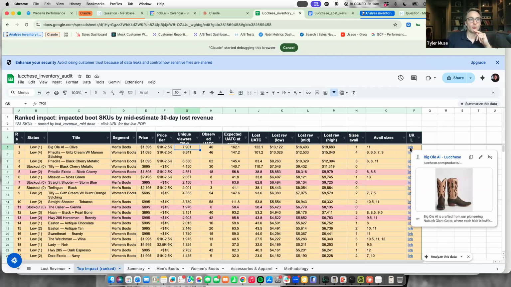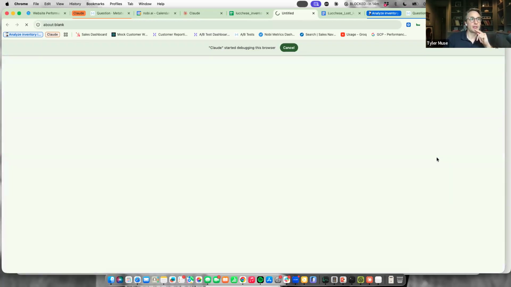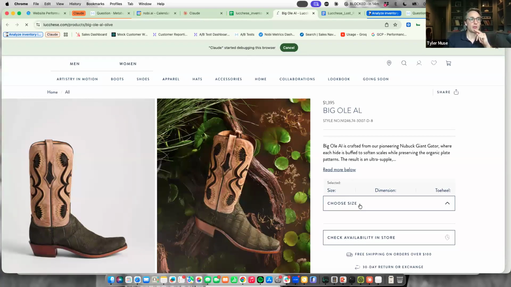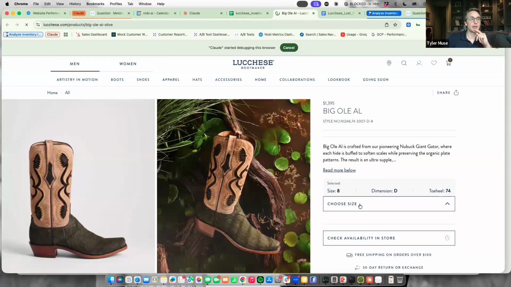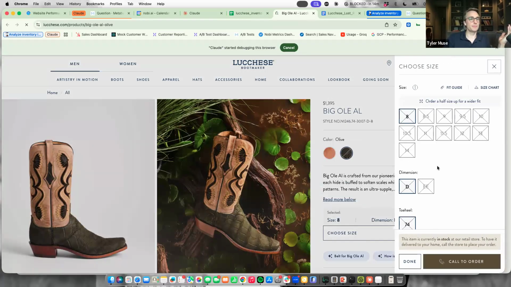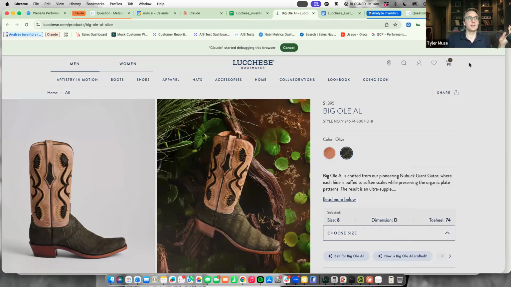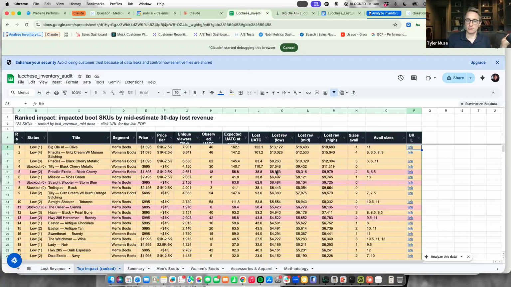It also provided these URLs so that I can validate that these are actually low stock. So it's really easy for me to just click right from within the spreadsheet. Okay, what are the sizes it has available? Yep, it's totally out of stock. And so I would sanity check half a dozen of these just to be like, okay, directionally this data makes sense, and go from there.